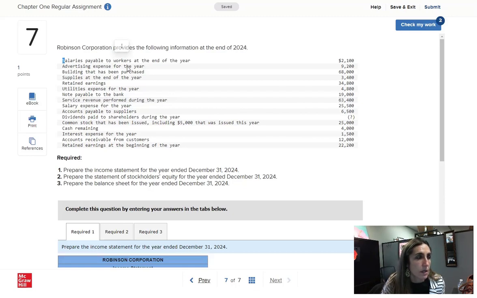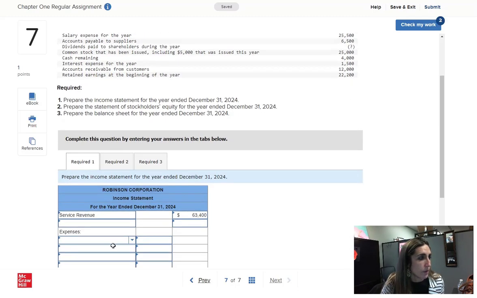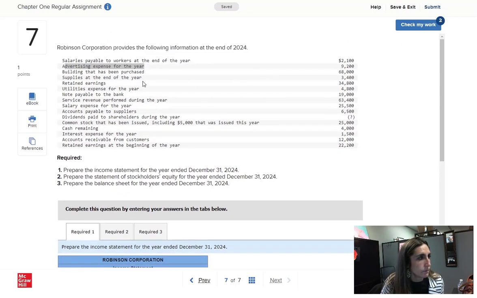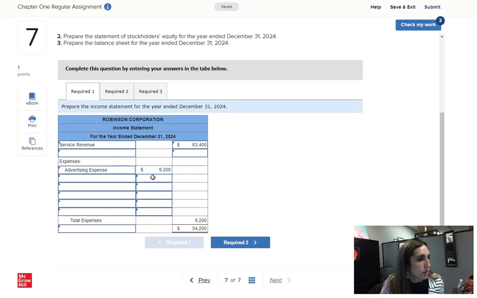Salaries payable is not an expense. It's what I owe, so it's a liability. Advertising expense should show up on the income statement, so I will list that here. $9,200 on my problem. Buildings is an asset, supplies is an asset, retained earnings is an equity item, utilities expense is the next one I need. It looks like it was $4,800.